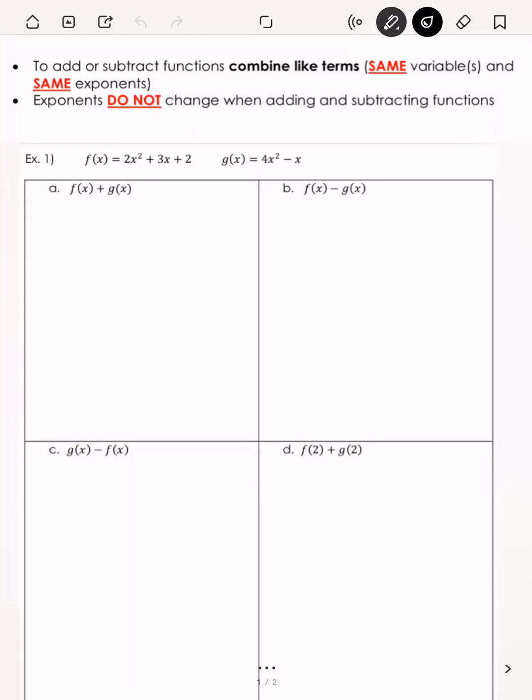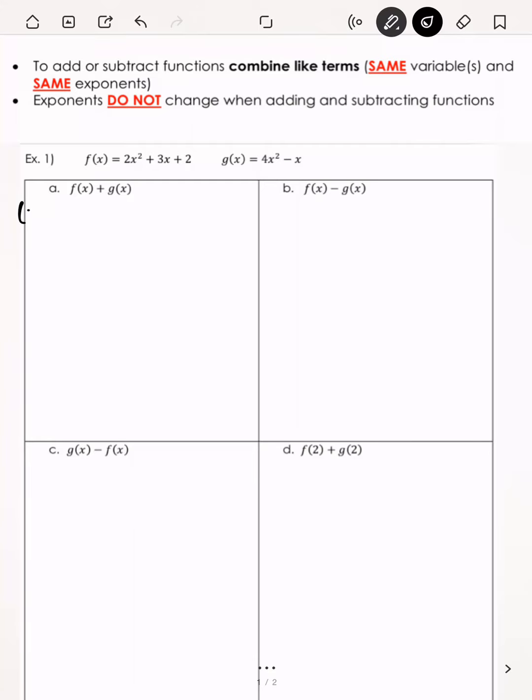And then also, exponents do not change when we're adding and subtracting. So the variables, just combine the numbers in front, the coefficients in front, and leave everything else alone. So example 1a, we have f of x plus g of x. Well, f of x is the 2x squared plus 3x plus 2. G of x is the 4x squared minus x, and it wants us to add them.